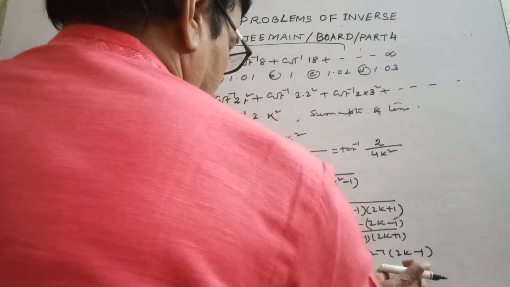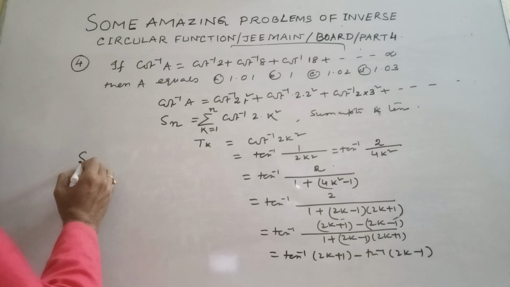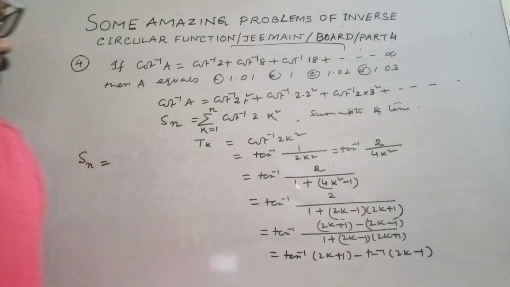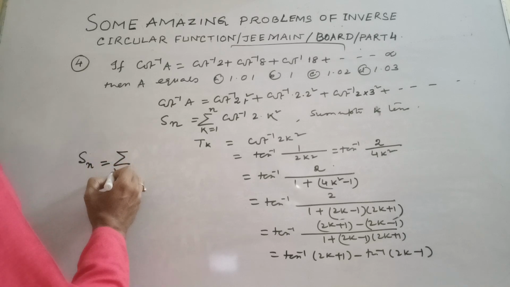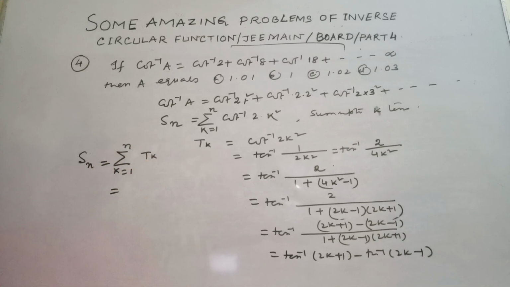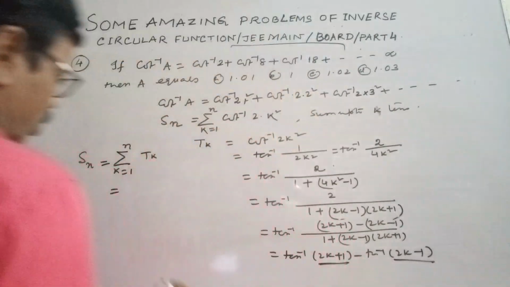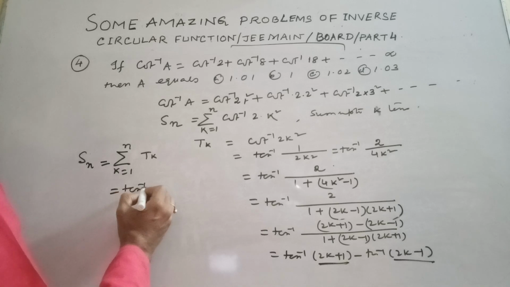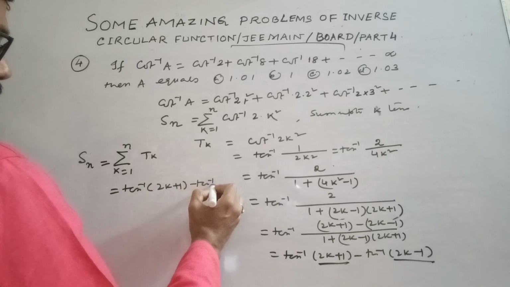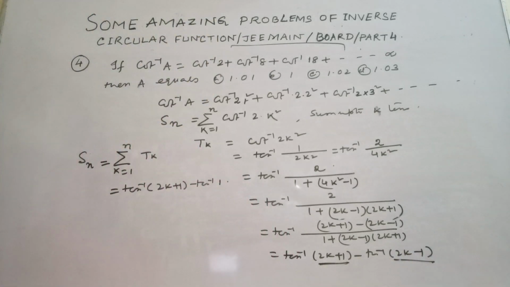So this step is the most important step. What is Sn? Sn is the sum of n terms. So Tk, k equals 1 to n, this is Tk. And what is your rule? Put n equals to k, and here n equals 1. So tan inverse (2k plus 1) minus tan inverse (2k minus 1).